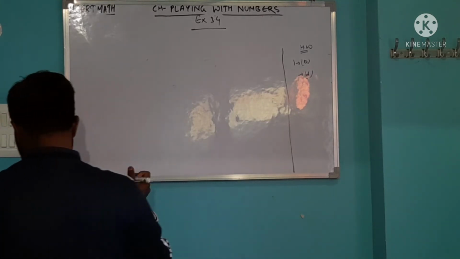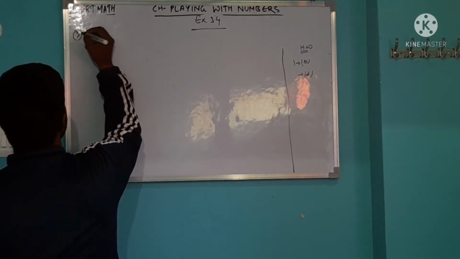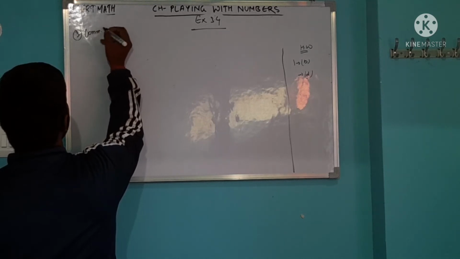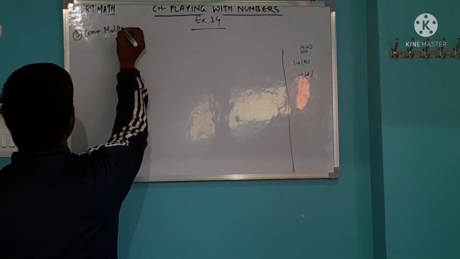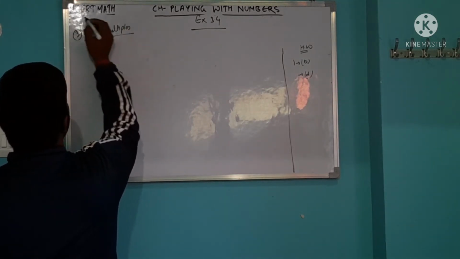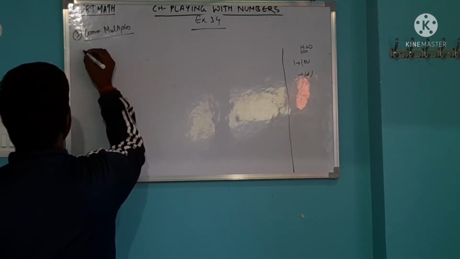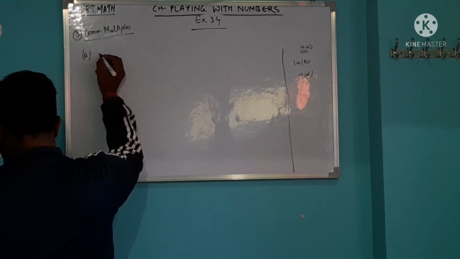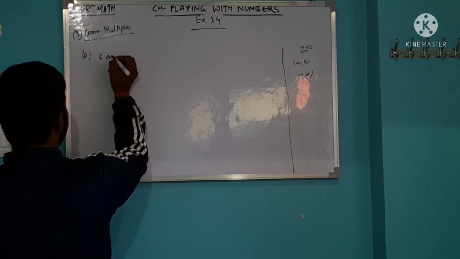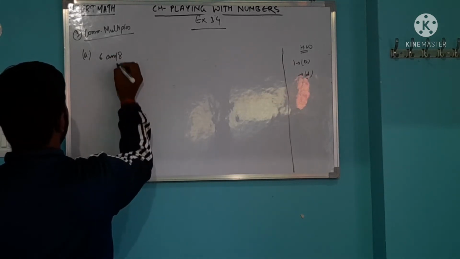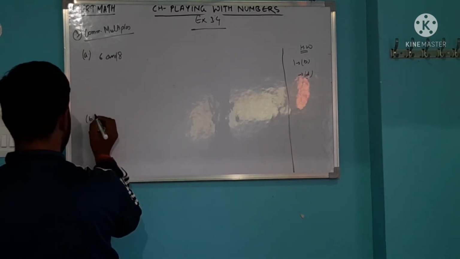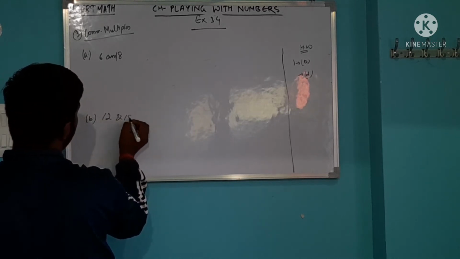So our third question is based on common multiples. In the previous two questions we had common factors, but in this question we have common multiples. In part A we have 6 and 8, and in part B we have 12 and 18.